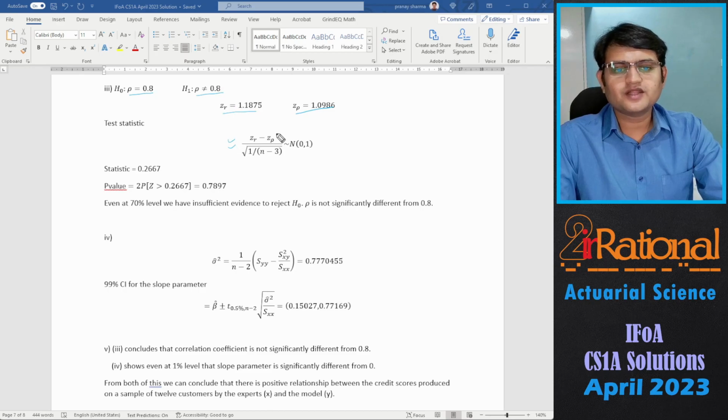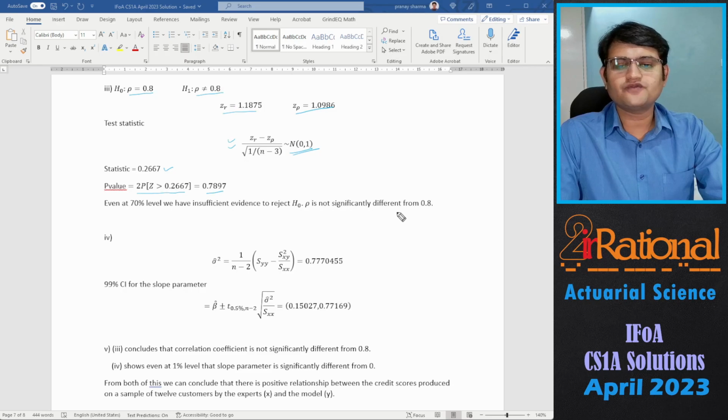We'll have Z R minus Z rho upon under root of 1 by n minus 3. That follows the standard normal distribution. So the statistic is 0.667 and the p-value is going to be 0.7897. So we can say even at 70% level, we have insufficient evidence to reject H naught. Rho is not significantly different from 0.8, or you can say rho is equal to 0.8.